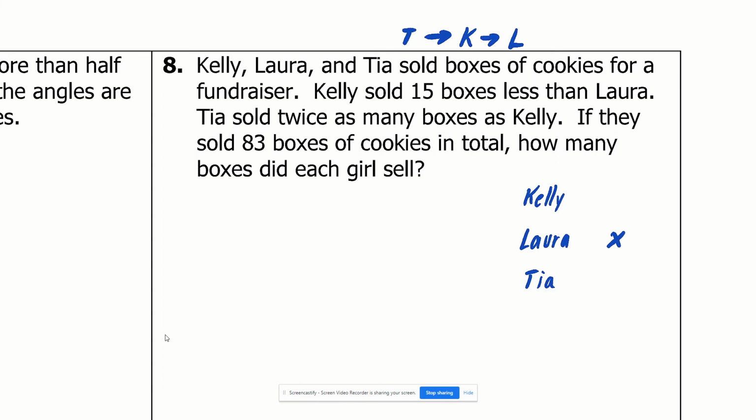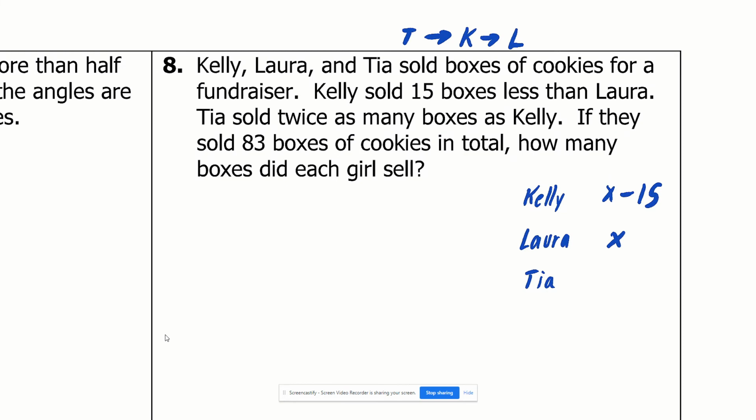Now let's look at who's compared to Laura. Kelly. What does it say about Kelly? She sold 15 boxes less than Laura. Does that mean 15 minus X? No, remember, less than is that tricky one. It means Kelly is X minus 15. Correct? Are y'all with me on that?